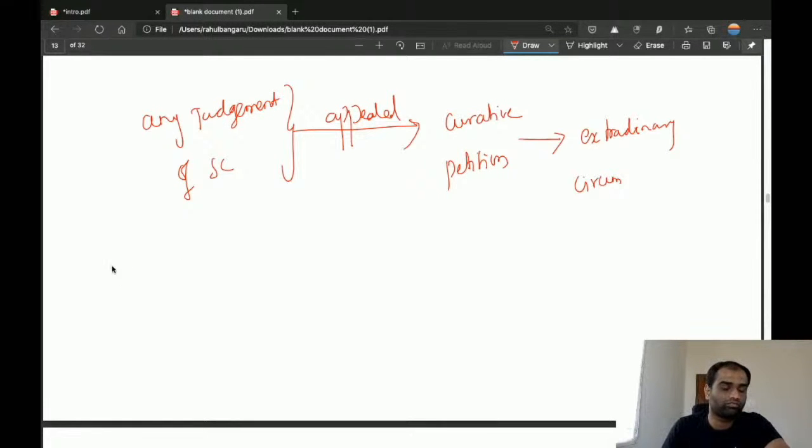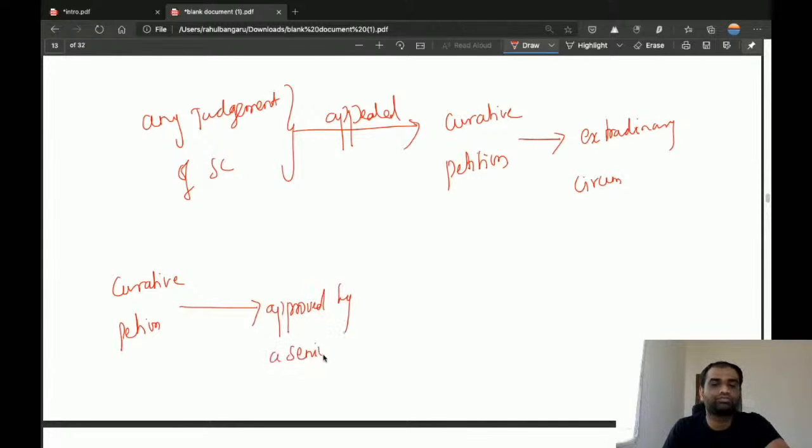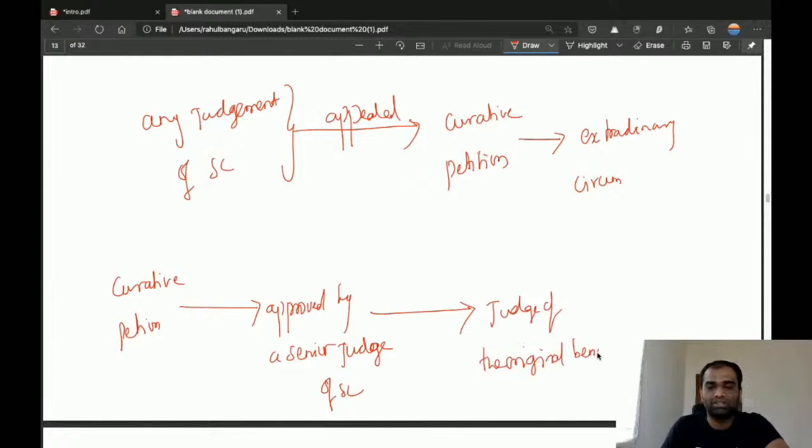See here, if a person wants to file a curative petition, first it has to be approved by a senior judge of the Supreme Court. After his approval, it will go to a judge. This curative petition will be submitted before a judge of the original bench itself.